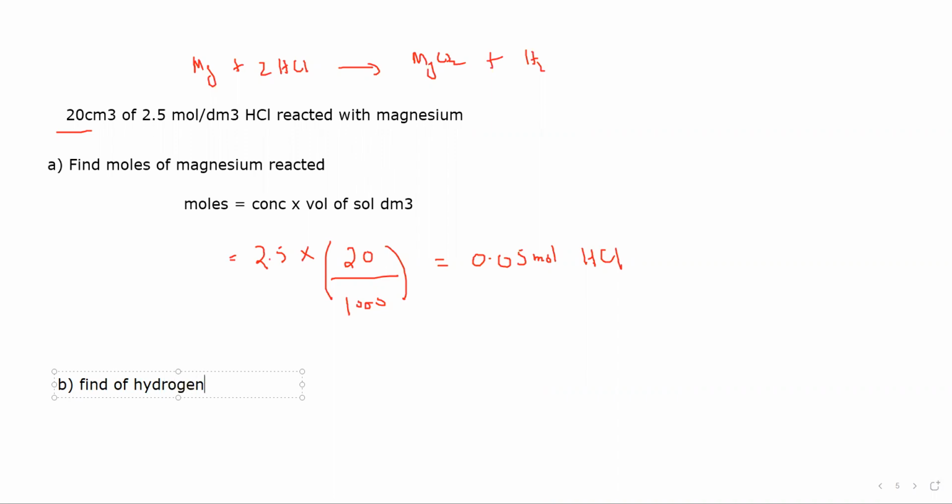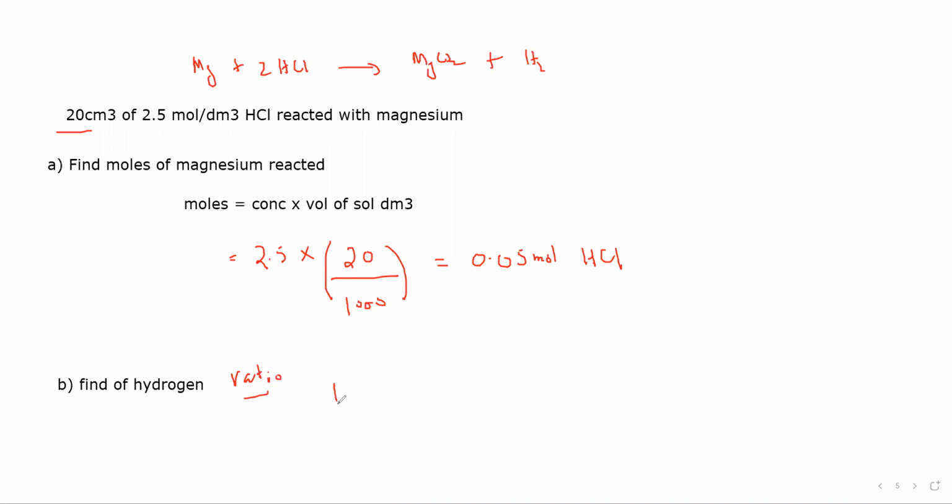So how to get the moles of hydrogen? Nothing is related, no information about hydrogen. So what will you do if nothing is given? If nothing is given, we'll use the ratio. And which ratio will we use?